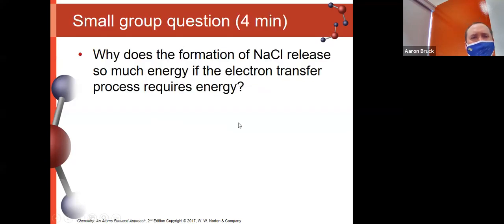So what gives? Why is this energy release so negative, so much output, when everything that we've talked about thus far requires input? So take a couple of minutes, jot some ideas down, and we'll come back and talk about it and see if we can come up with an answer.